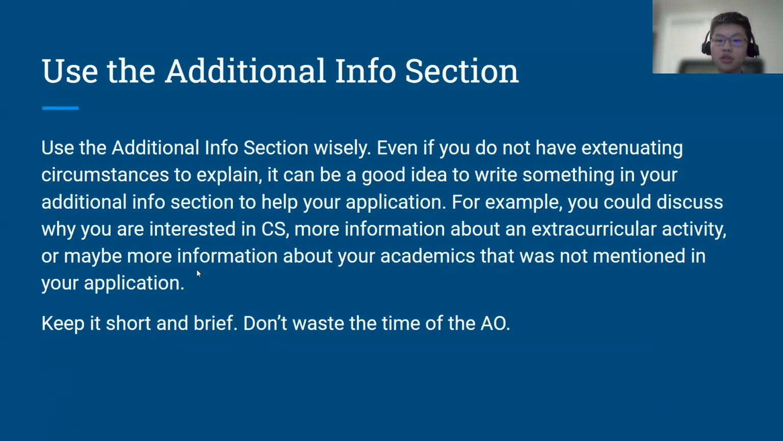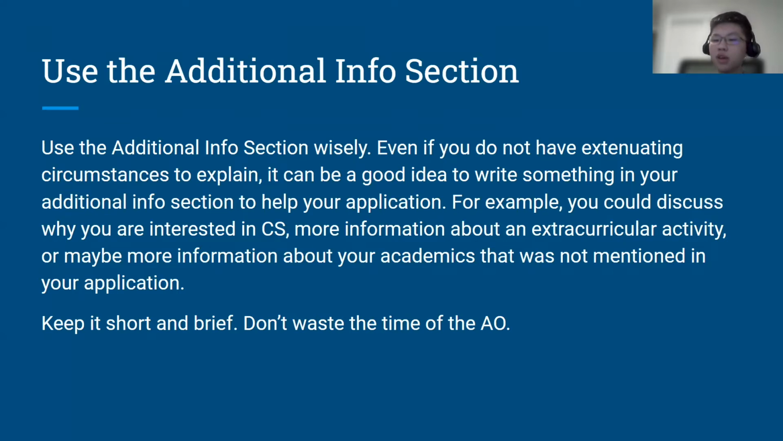Use the additional info section. So there's an additional info section on your application. And a lot of applicants think only use the additional info section if you really have to. For example, if you moved a lot during high school and never attended a high school for more than a year, then mention that in the additional information section.